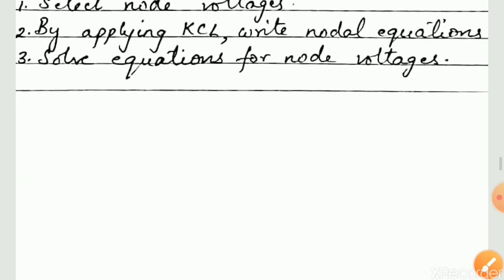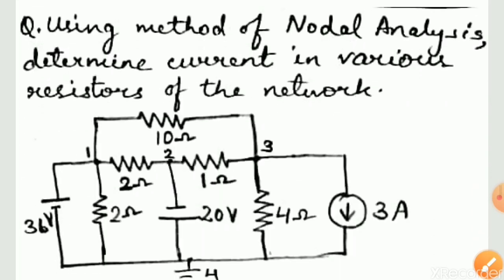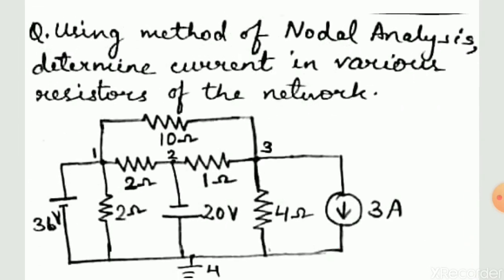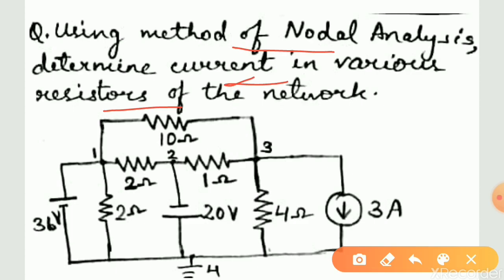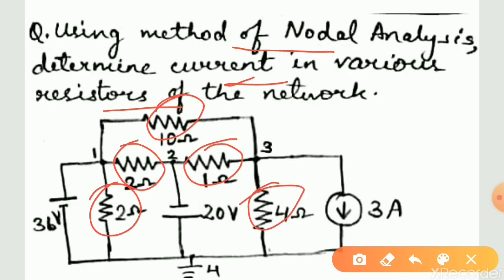So let us have a look at a numerical. We have a question here: use the method of nodal analysis and determine the current in various resistors of the network. We have several resistors here: 1, 2, 3, 4, 5. We have 5 resistors of 2 ohm, 10 ohm, 1 ohm and 4 ohm. We need to find the current flowing through each resistor by nodal analysis.